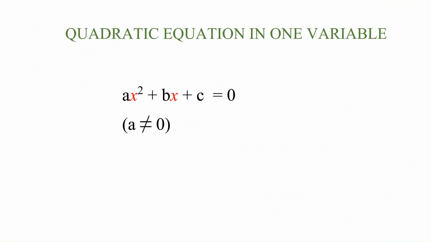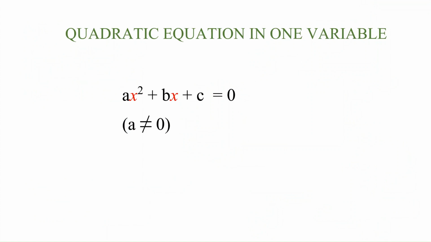a not equal to 0 means whenever we keep a equal to 0, the first term ax squared will become 0, which makes that a linear equation. For a quadratic equation, the highest power of x has to be 2. Quadratic equation means the degree of that particular equation is 2.